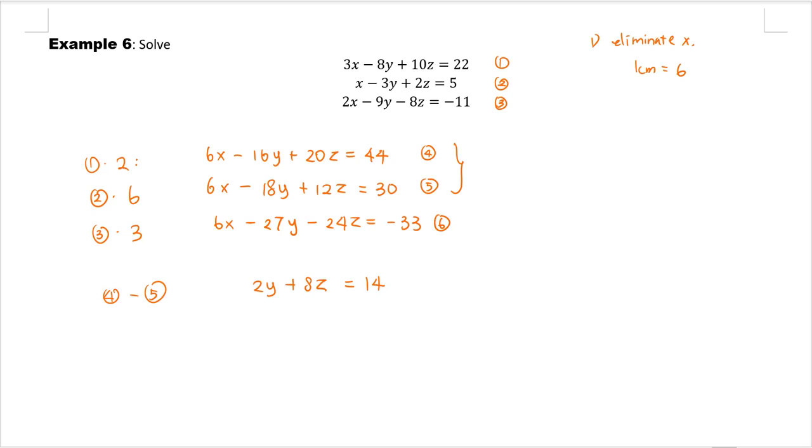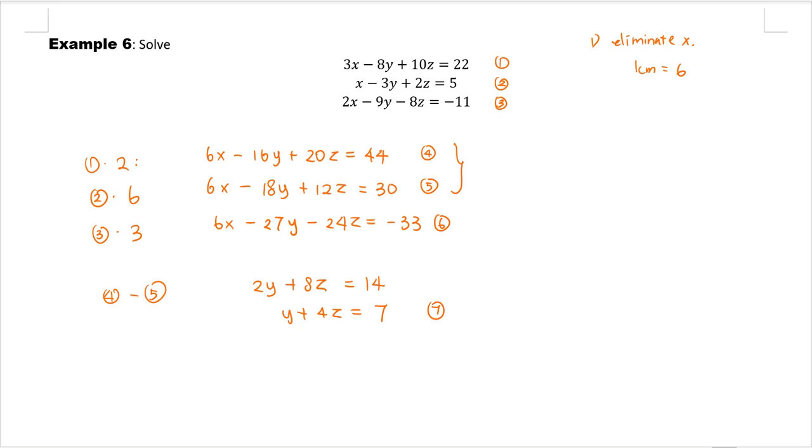Okay? Can you see all the coefficients have factor 2? So we can divide both sides by 2. Then we have y plus 4z equals 7. This is equation 7, right?